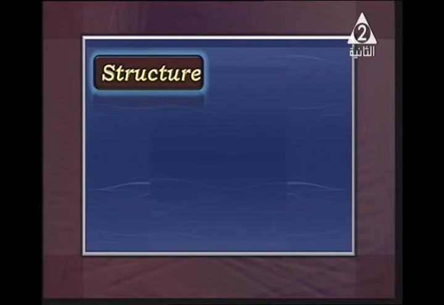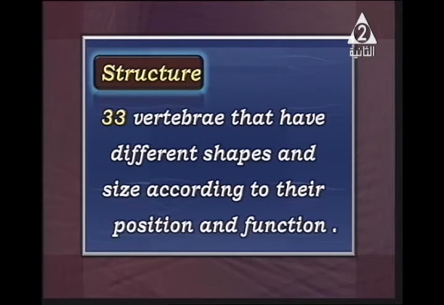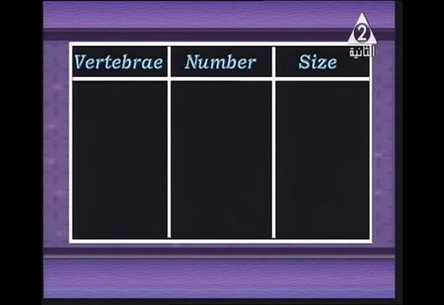What about the structure of the vertebral column? Well, it consists of 33 vertebrae, and we have here a video to show you the structure of a vertebra, which have different shapes and sizes according to their position and their function inside your body and along the vertebral column. We have a table here to show you the vertebra, the number of vertebrae, and the size. I'm starting with the number. What's the number of each vertebra?